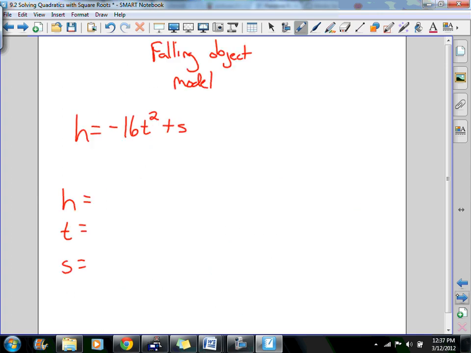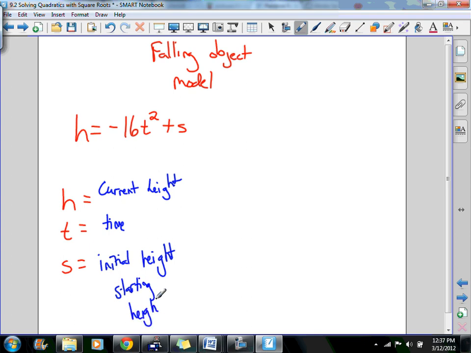Last one. The following object model here is what we call the falling object model: h equals negative 16 t squared plus s. H is the current height. T is time. And the s is not named very well, but it is initial height, or starting. Okay, so you need to write this down in your notes. Falling object model. We use it quite a bit in quadratics.